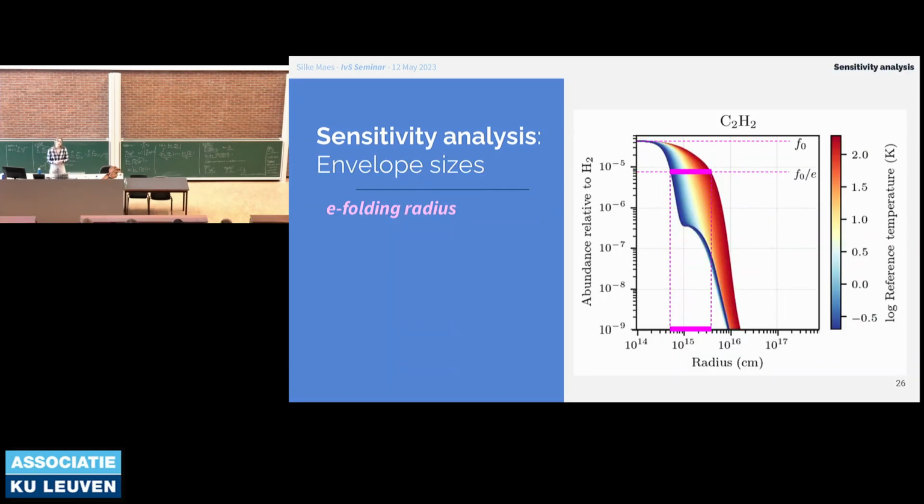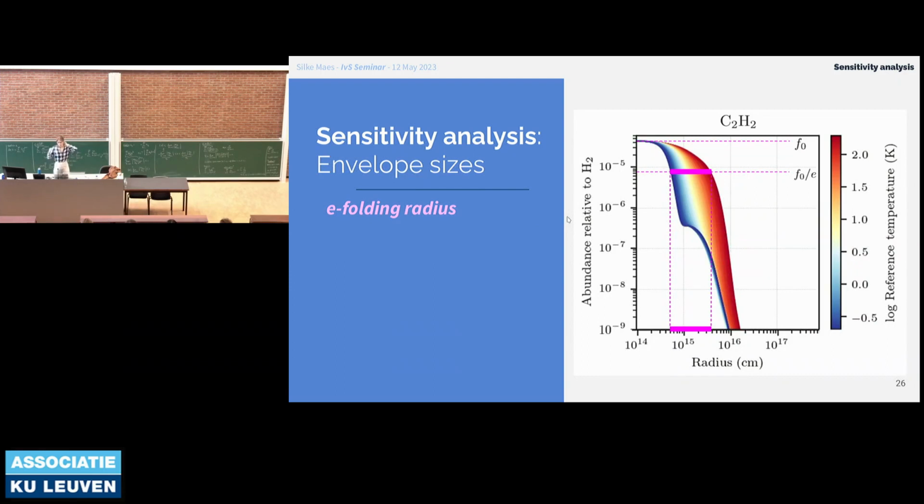For the parent species, I did this by calculating the envelope size, which is generally given by the e-folding radius. And this e-folding radius is defined as the radius at which the initial abundance has dropped by a factor of e. So the pink lines that I show here. And thus we get a certain radius for this value.